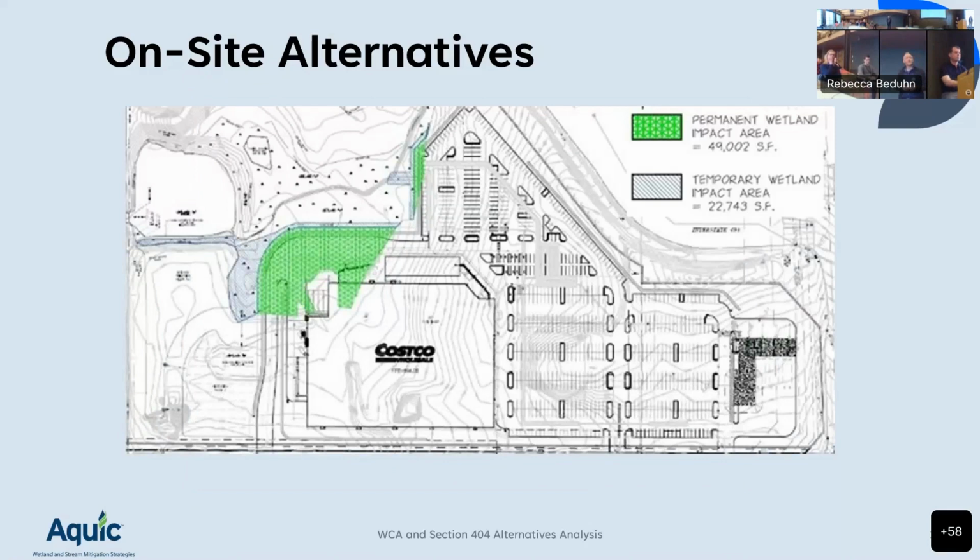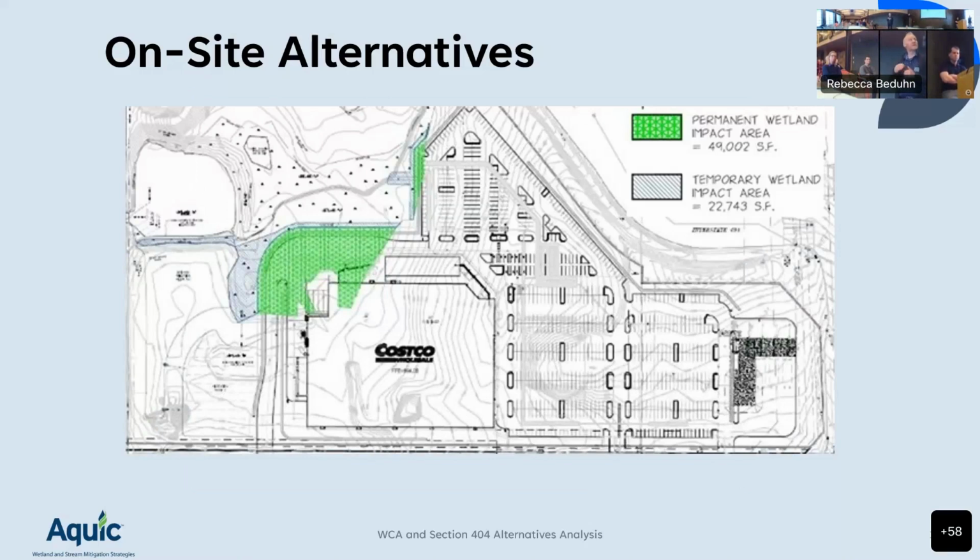So this is ultimately where they landed. Now, with this, they were able, obviously, to fulfill their project purpose, right? There are still a fair amount of wetland impacts there. You can see that it's 49,000, so they're just north of an acre of impacts, which is a pretty big impact, right? Especially in the metro.